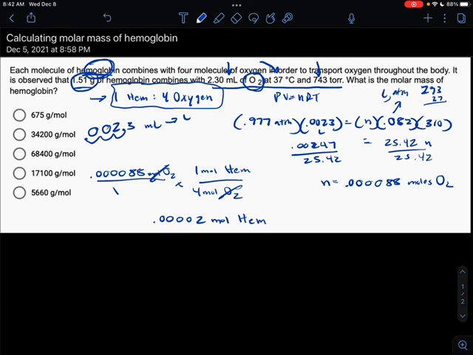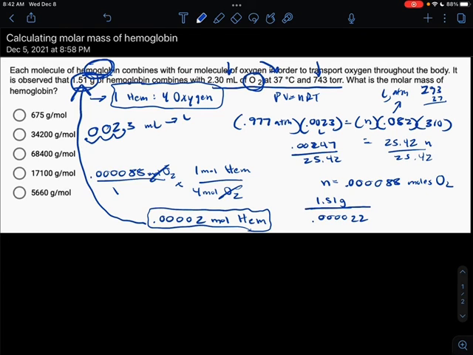That's moles of hemoglobin. So if 0.00002 moles of hemoglobin is 1.51 grams, we can take 1.51 grams and divide that by the number of moles, and that will give us the molar mass of hemoglobin. We will get about 68,636 grams per mole. Depending on how you round, because we have such small numbers here, there are more digits after this. Anyway, you'll get something around 68,000 grams per mole, which would be the third option.